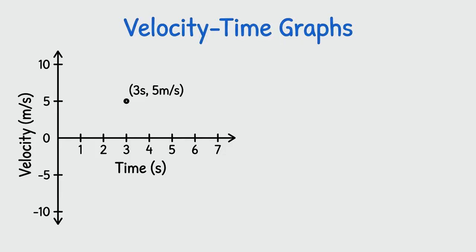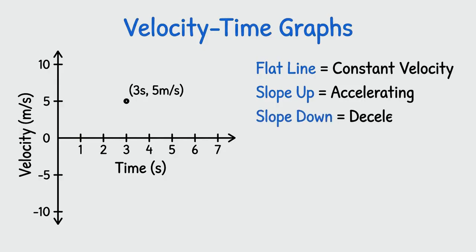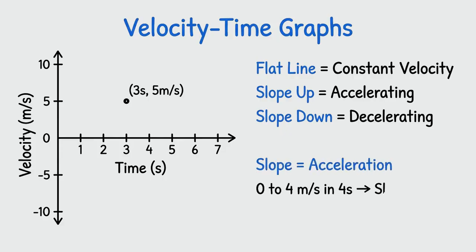The area under a velocity time graph tells you displacement. If the graph is a straight horizontal line at 4 meters per second for 5 seconds, the area is a rectangle. 4 times 5 equals 20 meters. That's how far the object moved. If the graph is a triangle, like if velocity increases from 0 to 4 over 4 seconds, the area is 1/2 times base times height. That's 1/2 times 4 times 4, which is 8 meters.